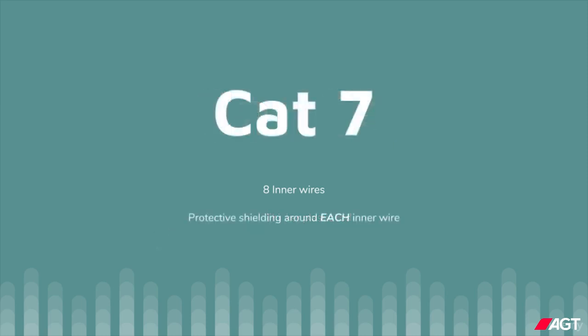Now we'll get to the Cat7 cables. This category of cable actually puts a shielding around each of the 8 inner wires inside, which even further limits interference. They're still rated at 10 gigabytes, but they've been shown to handle up to 100 gigabyte speeds in lab environments. They also have more than double the frequency of Cat6a cables.